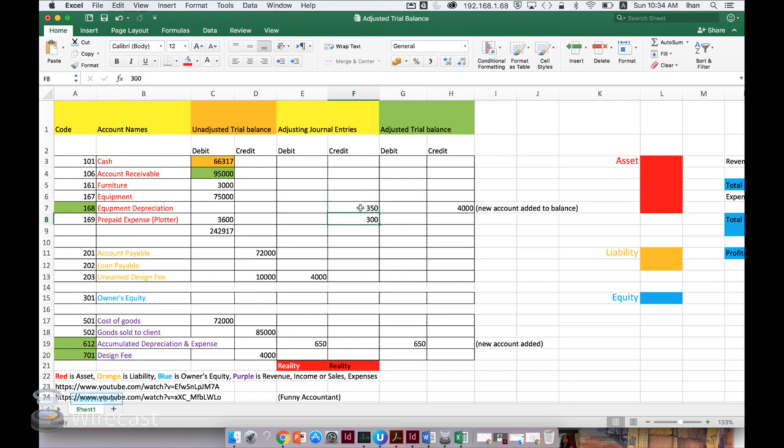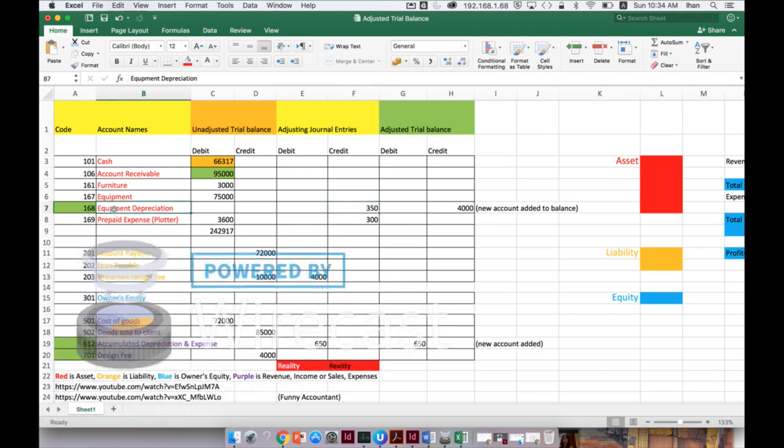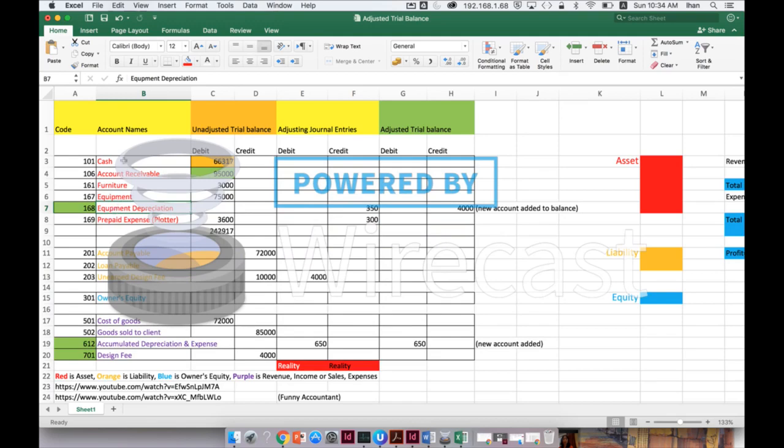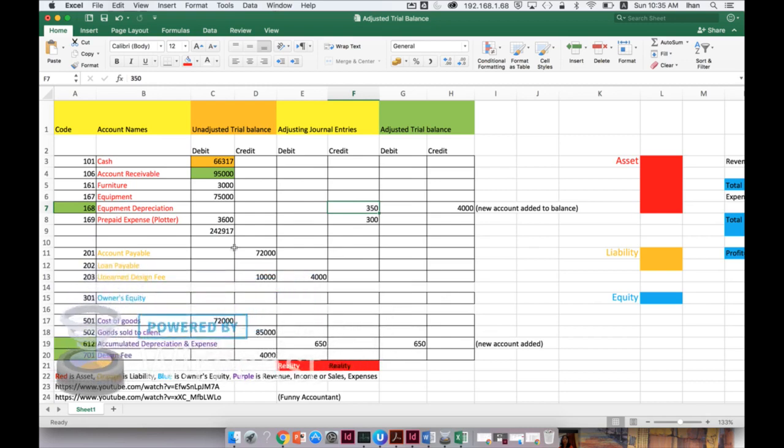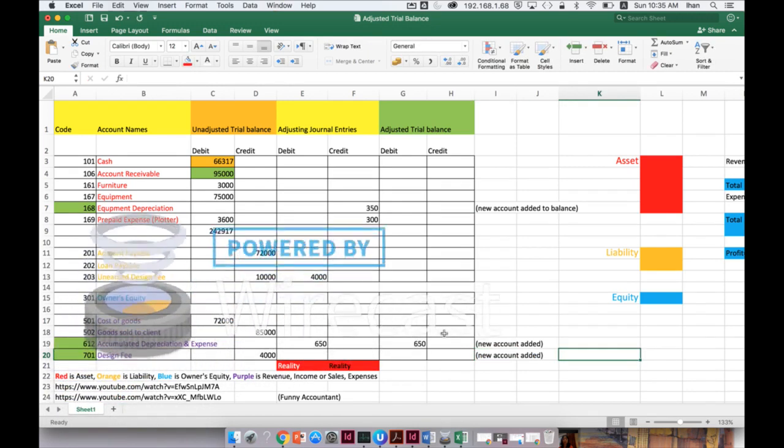But for the number that we put, of course, debit or credit: depreciation reduces assets, and reduced assets are in credit. This is also assets, reduced assets, there's less: 300 less, 350 less, this is just a guesstimation. I believe this number is wrong. I should remove this number, there's a mistake in here. And this is also our new account. It doesn't exist before the adjustment.